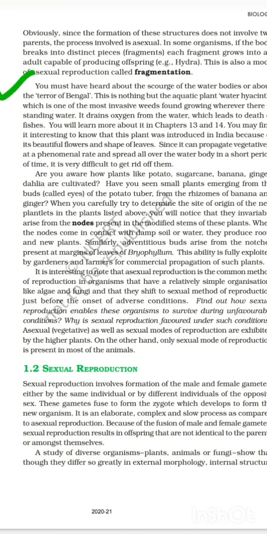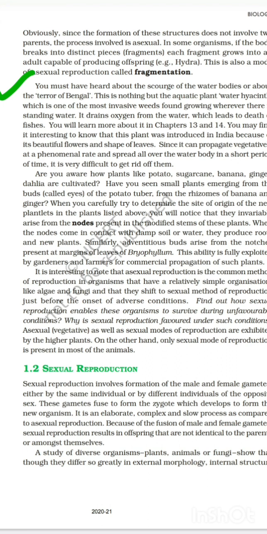Here the Terror of Bengal is mentioned. You must have heard about the scourge of water bodies, or the Terror of Bengal. This is nothing but the aquatic plant water hyacinth, one of the most invasive weeds, found growing wherever there is standing water. It absorbs oxygen from water, which leads to the death of fishes.